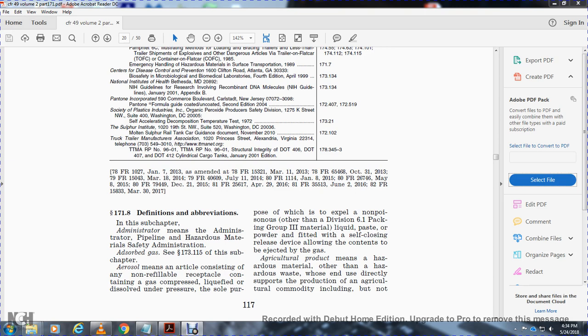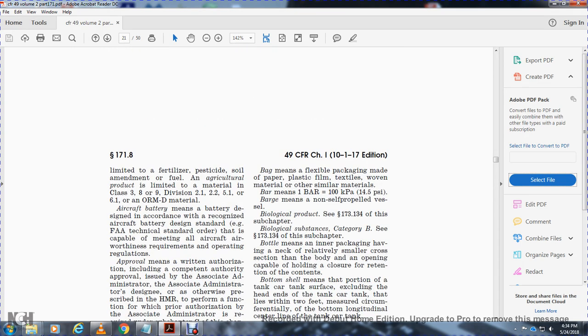Agricultural product means a hazardous material, other than a hazardous waste, whose use is directly in support of the production of an agricultural commodity, including but not limited to fertilizer, pesticides, soil amendment, or fuel. The agricultural product list for the material with Class 3, 8, 9, Division 2.1, 2.2, 5.1 and 6.1 with the ORM-D material.